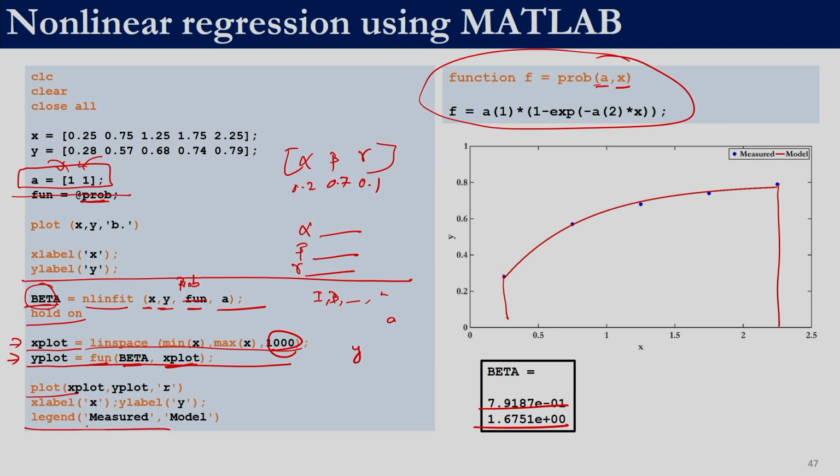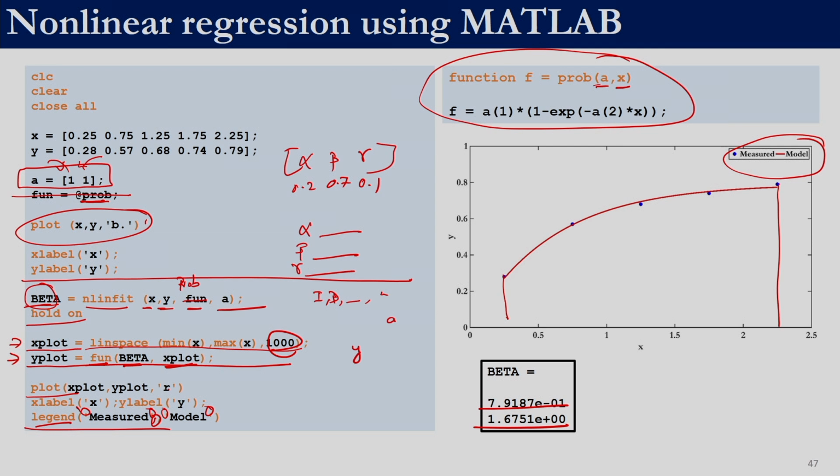And then we add the legend, right, because we had initially plotted the points and then the model. We write measured comma model, again within single quotes separated by a comma, using the legend function. So, it will help us to get this plot, right. That is how we can use the nlinfit function to do nonlinear regression. Again remember, if we are directly going to use prob over here, then we need to have the @ symbol over here, right. So, before concluding, a word of caution, right.